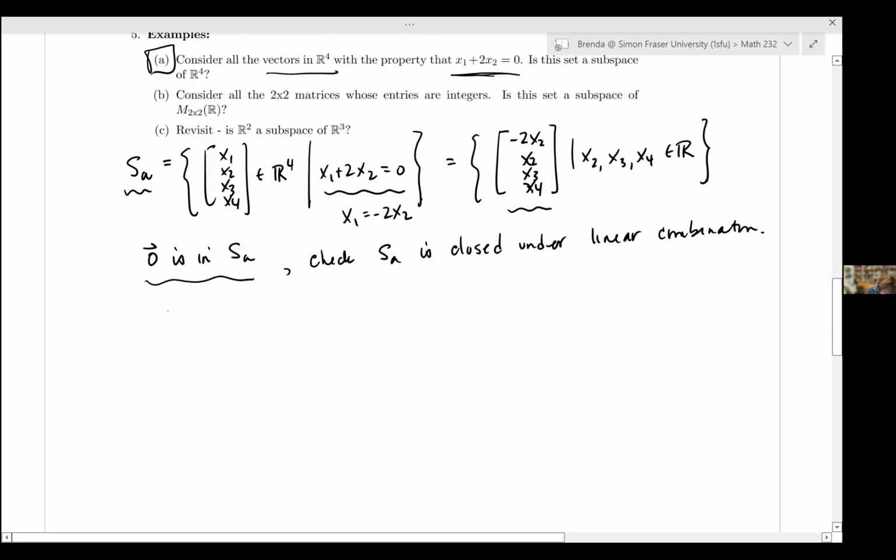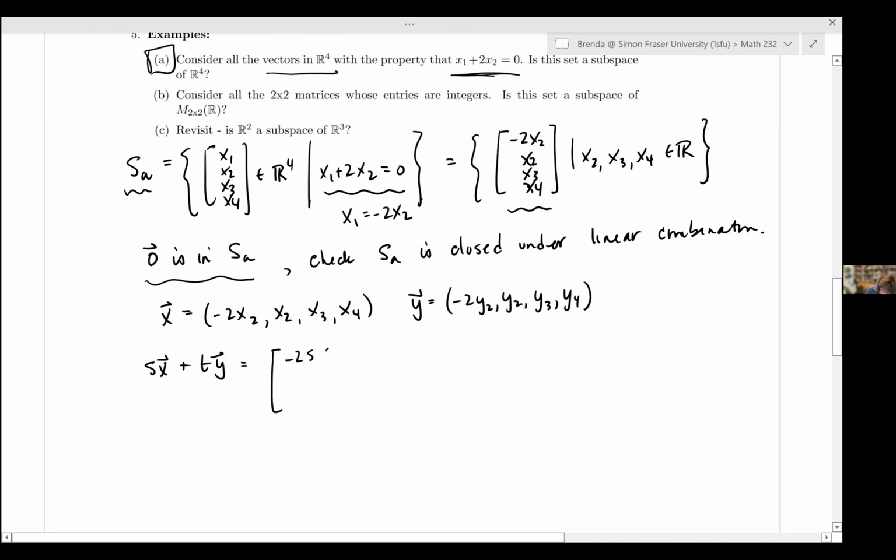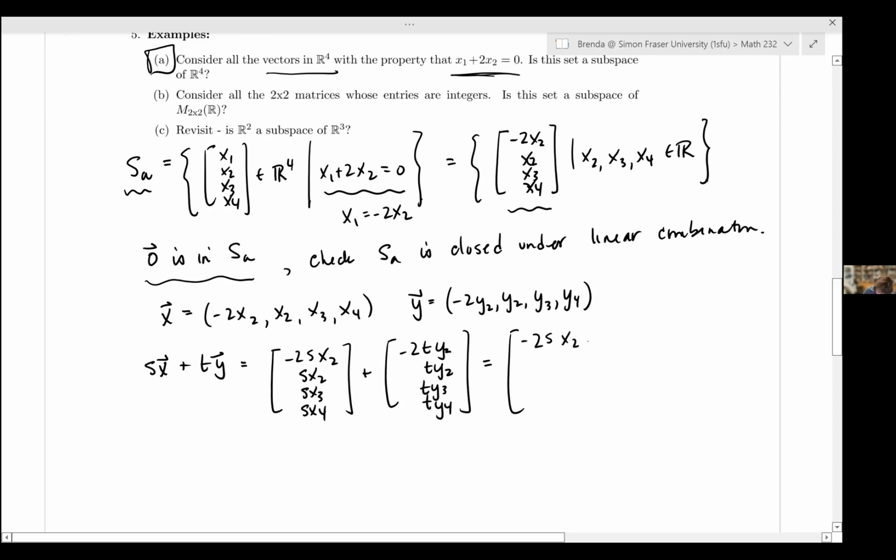To do that, we select two vectors in the set. Here's one vector, and here's the second vector. Now let's form the linear combination. That is going to be minus 2sx2, sx2, sx3, and sx4, plus, sorry, for the second vector, minus 2ty2, ty2, ty3, and ty4. I'm going to add them together, and I get minus 2sx2 minus 2ty2, and so on. I can go through all these, adding.